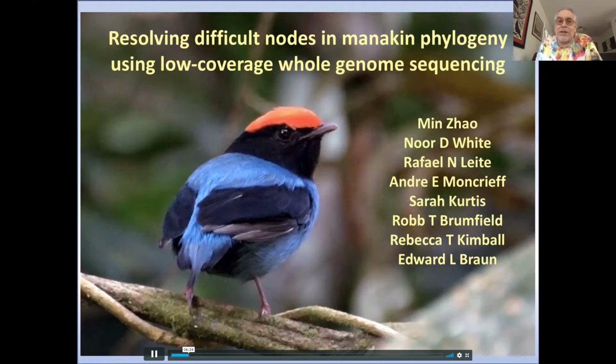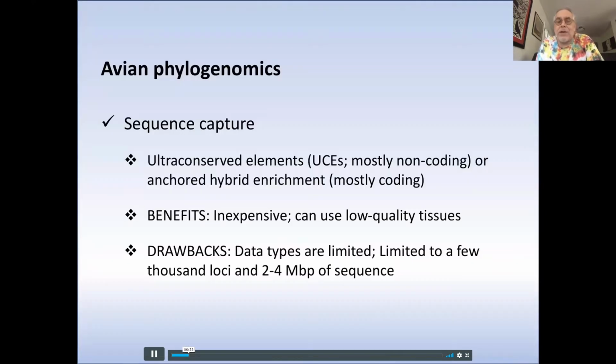So what I'd like to do, as Alice said, is talk about resolving difficult nodes in phylogeny. Of course, we're in the era of phylogenomics, and there are many ways in which you can collect large data sets for phylogenetic analyses. I'm going to highlight two ways that are popular in birds. Most of you know about sequence capture.